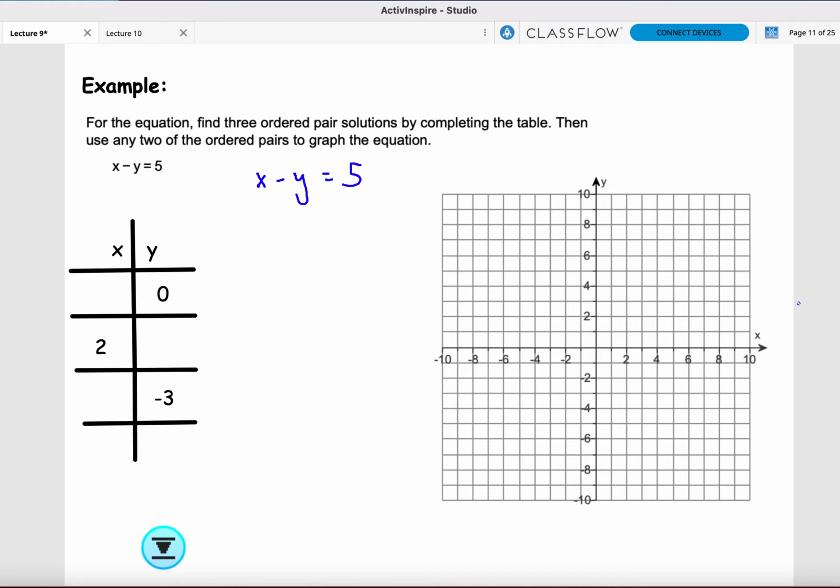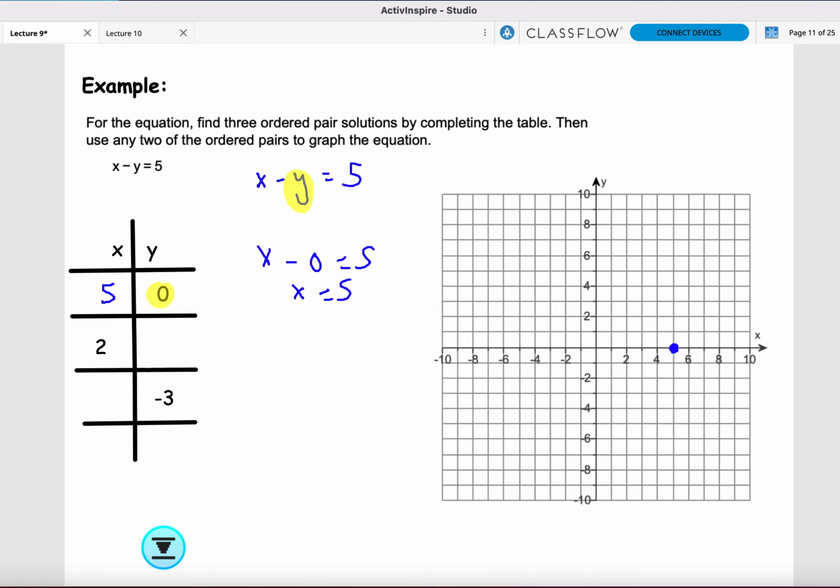Well, here the first line, we know y is 0. So we're going to put that for y. So we're going to have x minus 0 equals 5, right? Because y is 0. Well, x minus 0 is just x equals 5. So we know this point here is 5, so 5 comma 0. 1, 2, 3, 4, 5. X is 5, y is 0. So there's the first point.